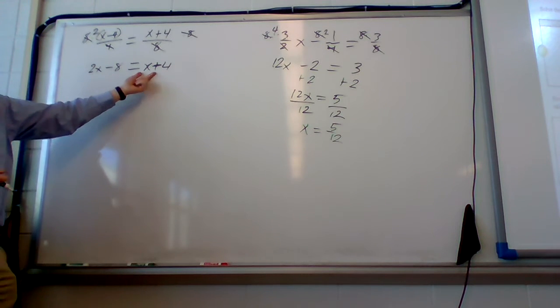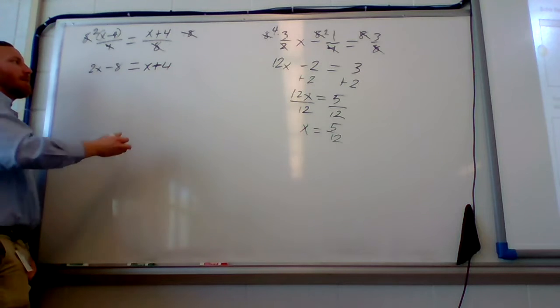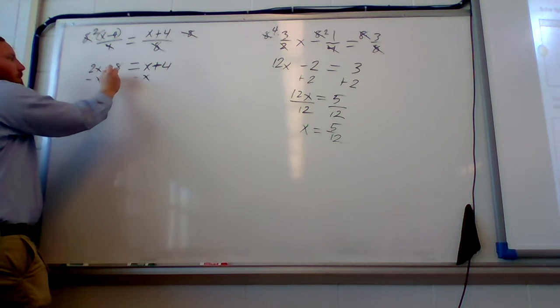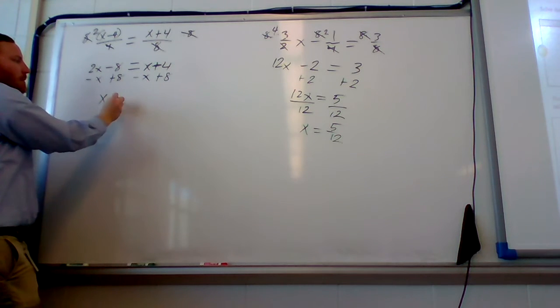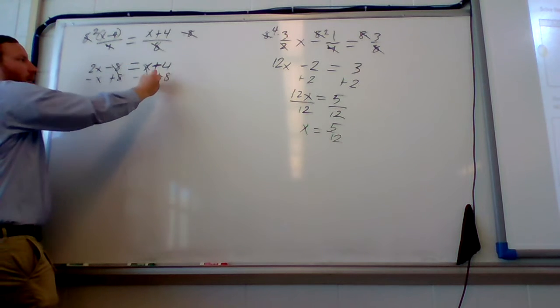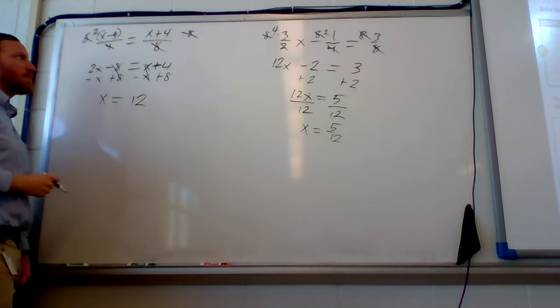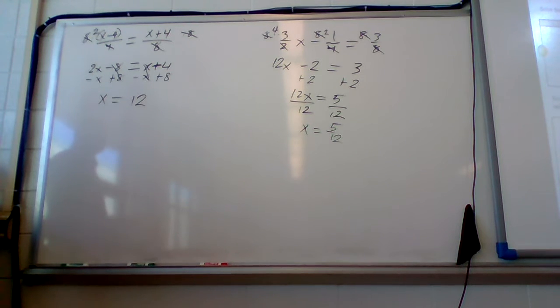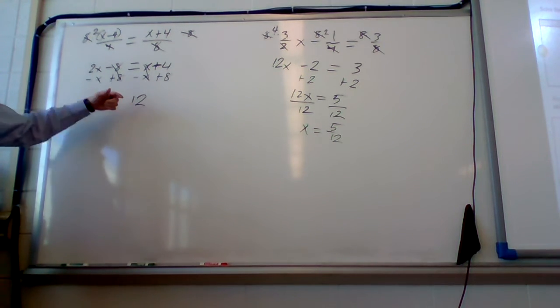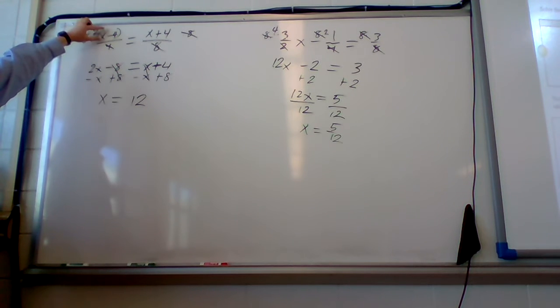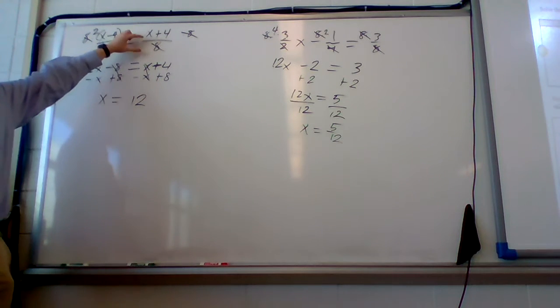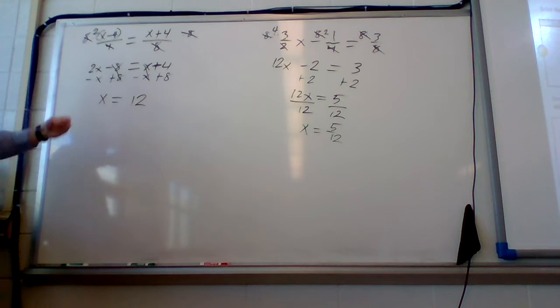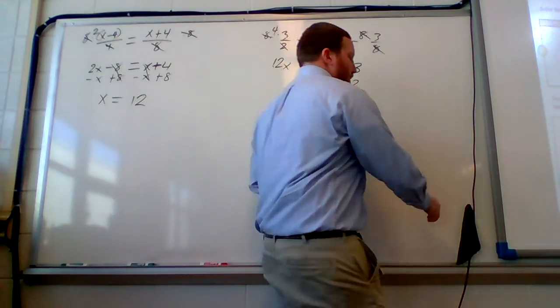To solve for x, I'm going to move my variables to one side, my constants to the other. So I'm going to subtract x over. I'm going to add 8 to the other side. So 2x minus x leaves us with x. And 4 plus 8 gives us 12. Again, we can take that 12, plug it back in, and make sure it works. 12 minus 4 gives us 8, divided by 4 gives us 2. 12 plus 4 gives us 16. 16 divided by 8 gives us 2. 2 equals 2. Okay? So it's not an extraneous solution. Let's look at our next one.